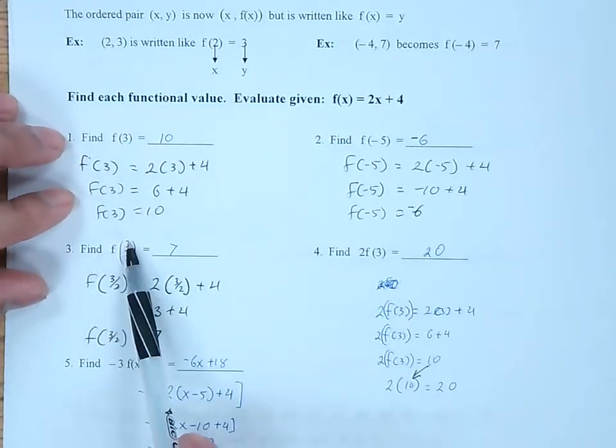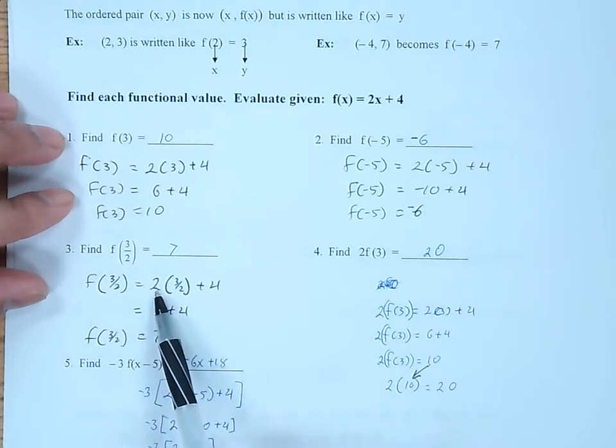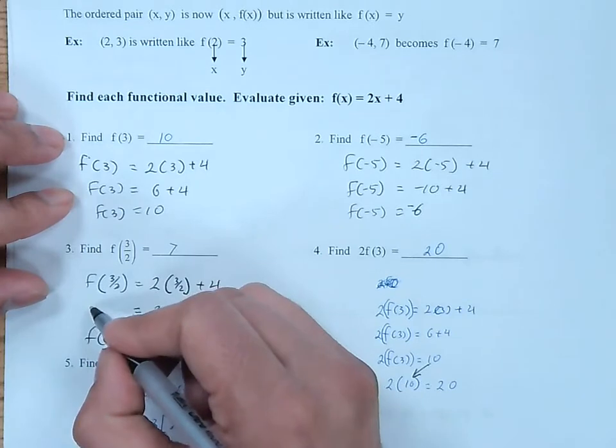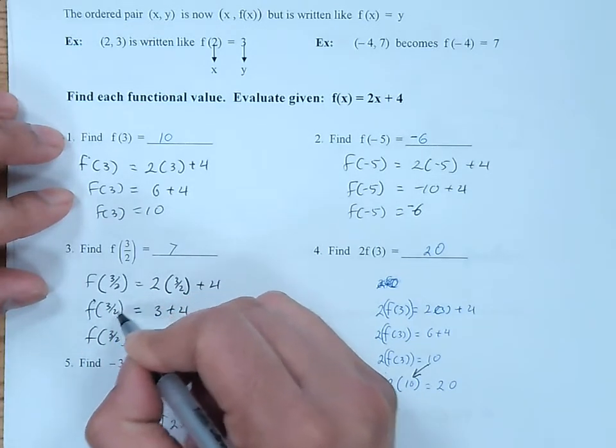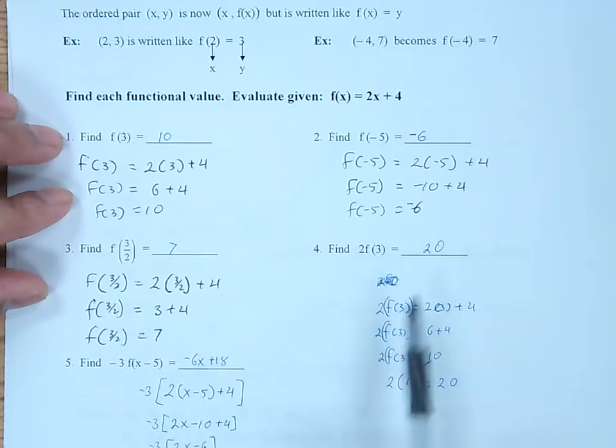Okay, f of 3 halves. Again, f of 3 halves, I write that down. Okay, it says 2 f of 3 halves plus 4, and you can go ahead and write f of 3 halves here. And that should be written the same thing down all the time. Okay, now this one, it's a little tricky.